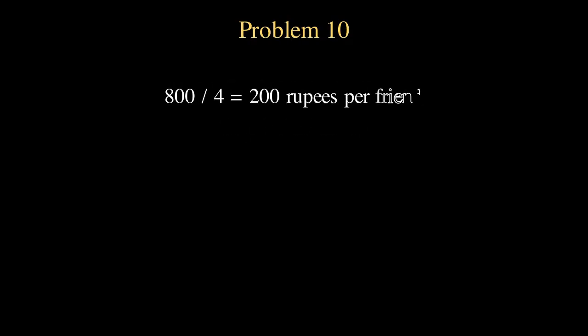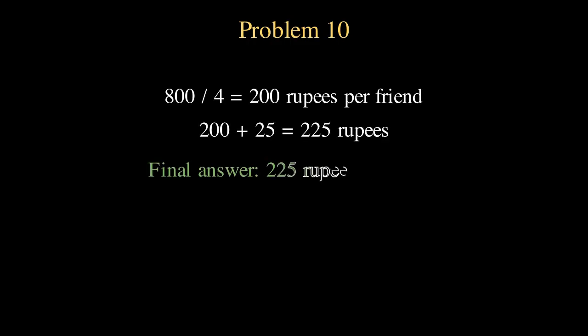800 rupees divided equally among 4 friends gives 800 divided by 4, which is 200 rupees per friend. Now add the tip of 25 rupees. 200 rupees plus 25 rupees gives 225 rupees.